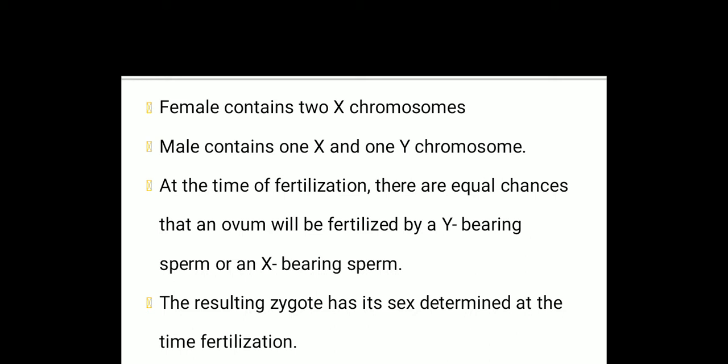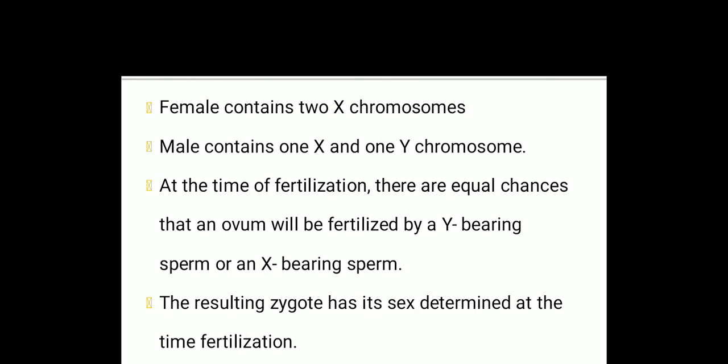It is homomorphic. Homo means single, so it has a single morphological structure. It has the X chromosome only. It is homomorphic. Female contains two X chromosomes. In the same way, male contains one X chromosome and another one Y chromosome.